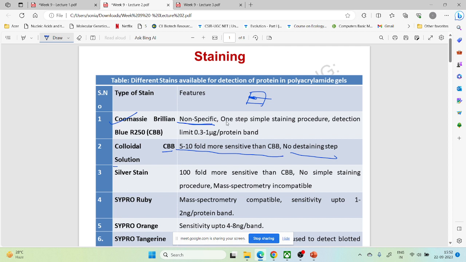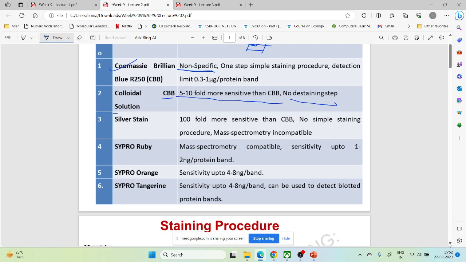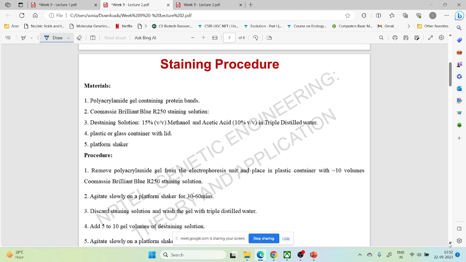And suppose at one de-staining you are not able to remove all the blue color, you can have a next round of de-staining step also. CBB is more sensitive than your Coomassie. Then you have silver stain, and there are so many different stains available, but generally people in labs use Coomassie brilliant blue only.